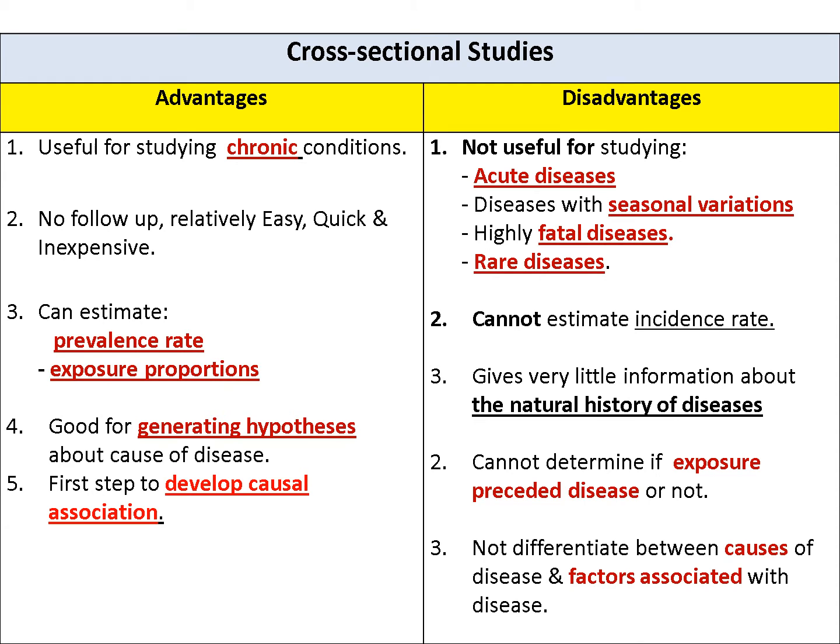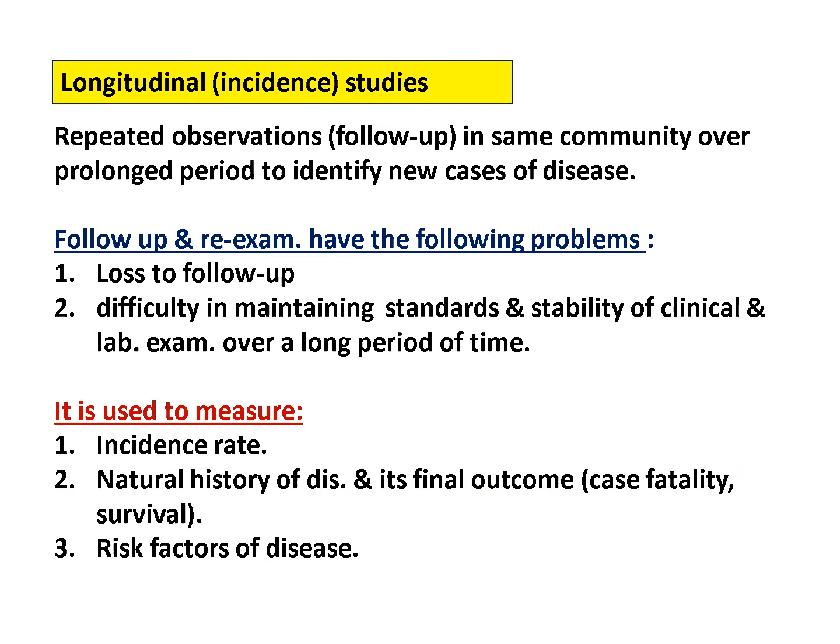And the disadvantage is that there is no differentiation between the cause of the disease and a factor associated with the disease. As we say, we can't find a causal relationship. It's only a factor associated, like factors occurring during the occurrence of the disease, but we can't decide or say exactly that it is a cause of the disease.